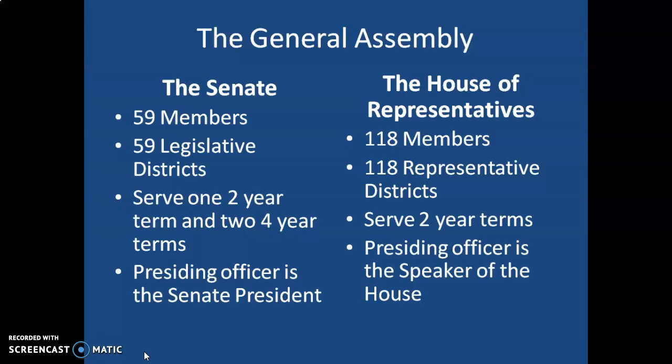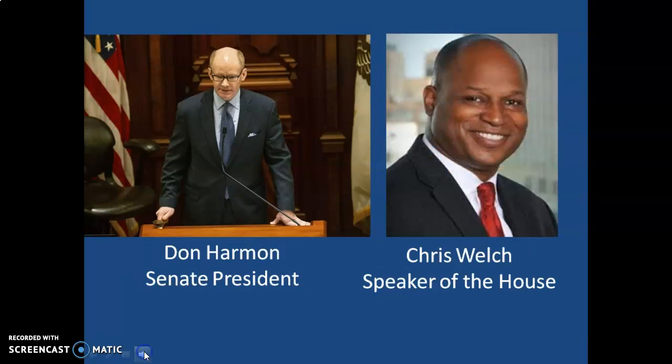And the presiding officer of the House of Representatives is called the Speaker of the House. He is, after the governor, probably the most powerful person in the Illinois government. Okay, and here are the 2 leaders of our Senate. Our current Senate president is named Don Harmon. He's a Chicago area Democrat.